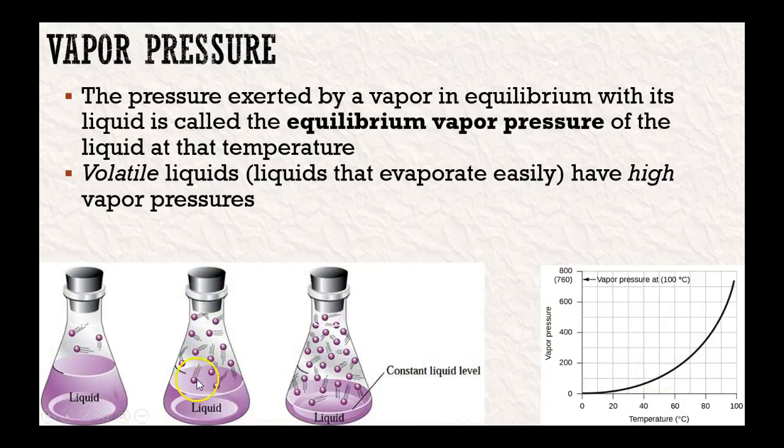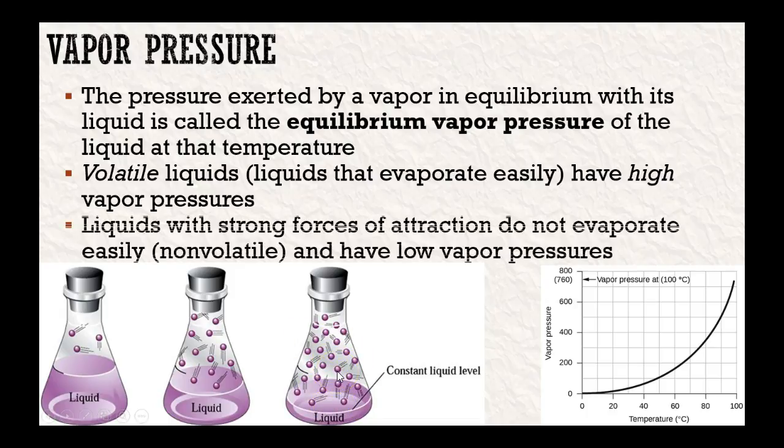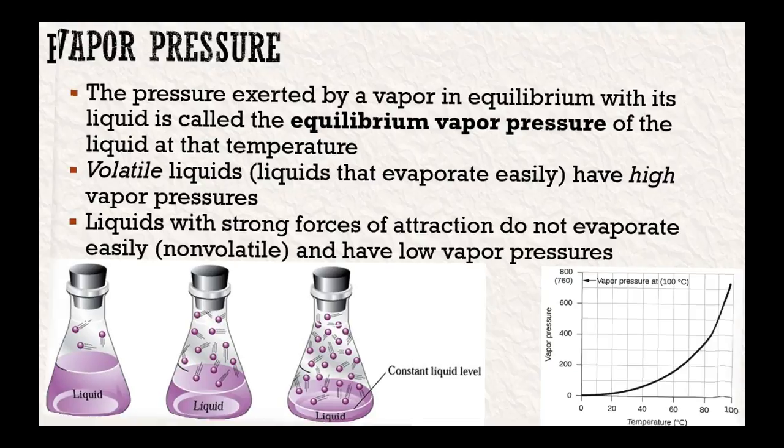So here we have the liquid starting to evaporate, and then down here we have a constant liquid level where it's going to be entering and leaving at the same rate. A volatile liquid will reach this much quicker, and there will be a lot more in the gas state. If we have a liquid with a strong force of attraction, like water for example, it is not going to evaporate easily. It is non-volatile compared to some others, and it has a low vapor pressure.